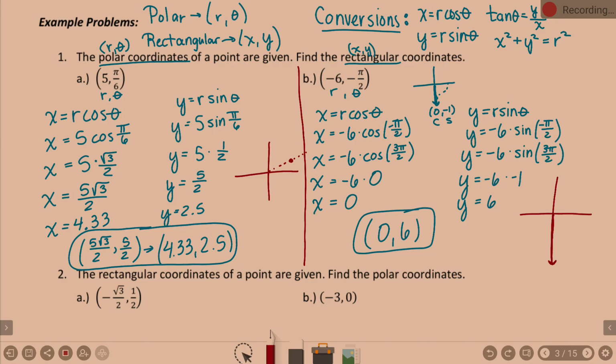6 circles out, but because it's negative, you go the other way, backwards through the pole, so you're going to end up going 6 up, right? The angle, whether it's positive or negative, you just have to find that angle. The negative r value ends up taking you to the other side of the circle. So now does it make sense? Yeah, because that is 0, 6.